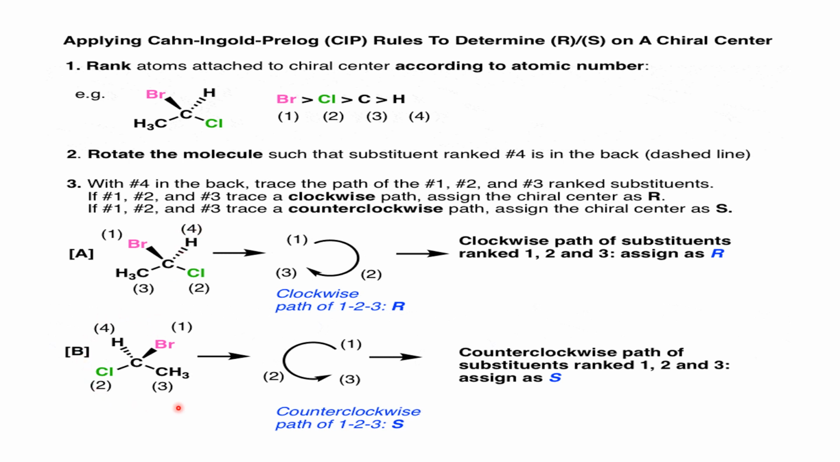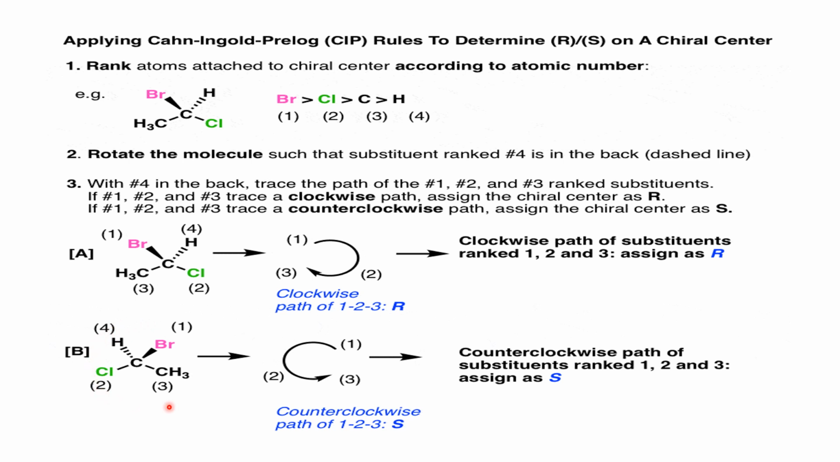Now, take the case of B. For molecule B, the atoms or group of atoms attached are the same: bromine, chlorine, carbon, and hydrogen. And the priority is the same. Highest priority is bromine, then chlorine, then carbon. But see their spatial arrangement. A and B are optical isomers which are related as object to mirror image. That means they are enantiomers.